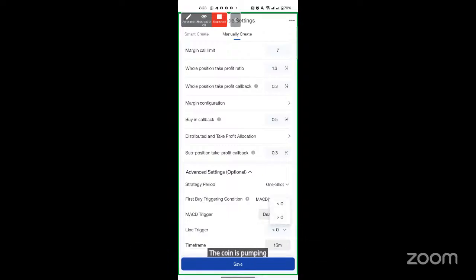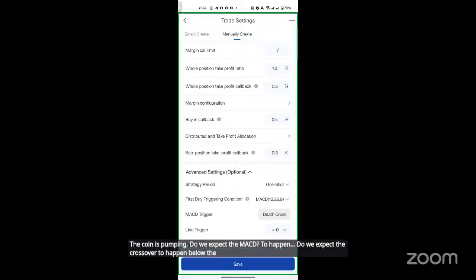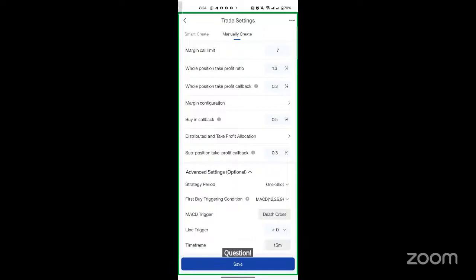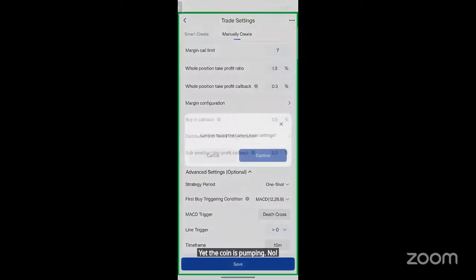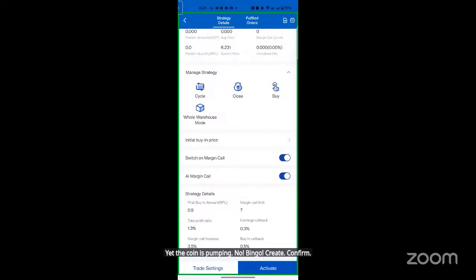Do we expect the MACD to happen? Do we expect the crossover to happen below the 0 line, yet the coin is pumping? Question, do we expect the death cross to happen below the 0 line, yet the coin is pumping? No. Bingo, create, confirm.